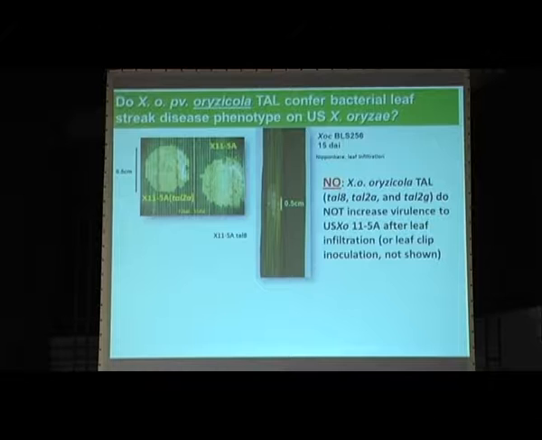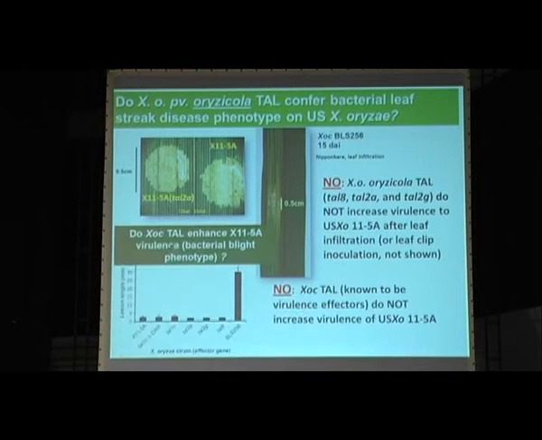And you can see here that this TAL2A, which is known to be a contributor to virulence to Xanthomonas oryzicola, did not increase the virulence of our U.S. strain. So we also asked, could we make the Xanthomonas oryzae from the U.S., the weakly virulent strain, have a bacterial leaf streak or bacterial blight phenotype with the Xanthomonas oryzicola TAL? So would they turn it into a bacterial blight type pathogen? And the answer is no.